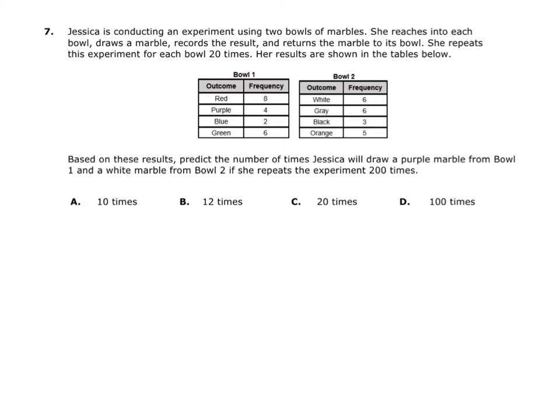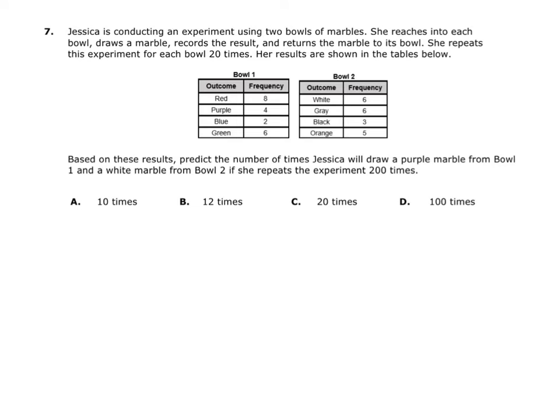Number 7 says Jessica is conducting an experiment using 2 bowls of marbles. She reaches into each bowl, draws a marble, records the result, and then returns it to its bowl. She repeats this experiment for each bowl 20 times. Her results are shown in the tables below. Based on these results, predict the number of times Jessica will draw a purple marble from bowl 1.